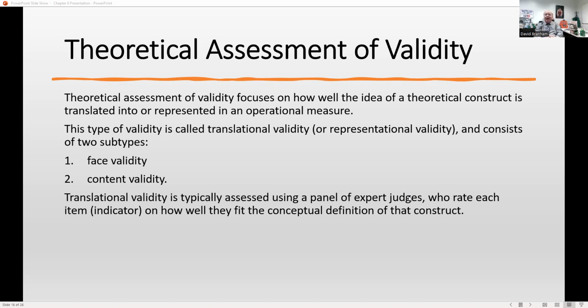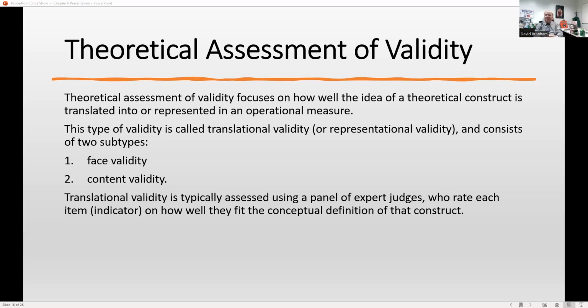In other words, how well are you measuring the construct? If your construct is empathy, how well is your measure actually measuring empathy? This type of validity is called translational validity or representational validity, and it consists of two subtypes.